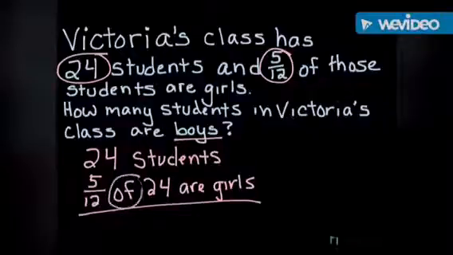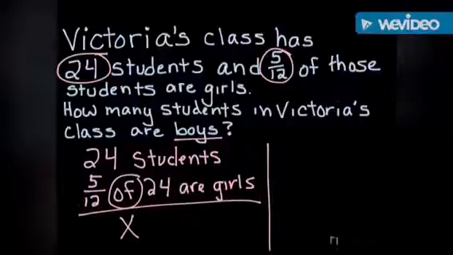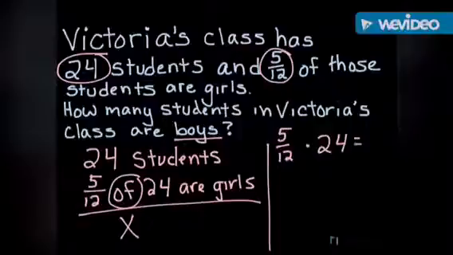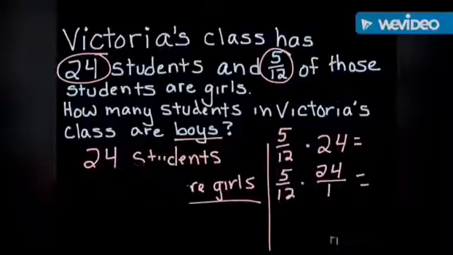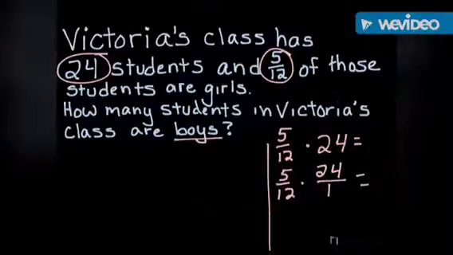I know the word of means to multiply. So to solve this problem, I'm first going to do 5/12 times 24. I know I need to change my whole number to a fraction. 24 wholes looks like this. Then I just multiply straight across. I'm going to make myself some room over here for my helper problems. So first I do 5 times 24.